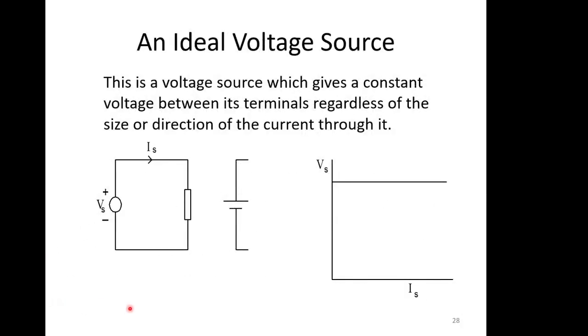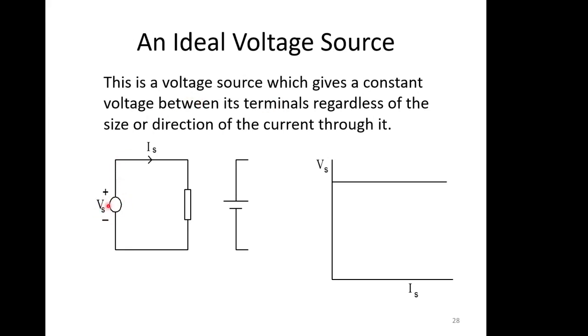Right, an ideal voltage source. So we're still on our sort of definitions now. I said it was boring, this first one. Right, so a voltage source. This is our voltage source. It's just like a battery or something like that. And an ideal voltage source, so the key is ideal here, is a voltage source which gives a constant voltage between its terminals regardless of the size or direction of the current through it.